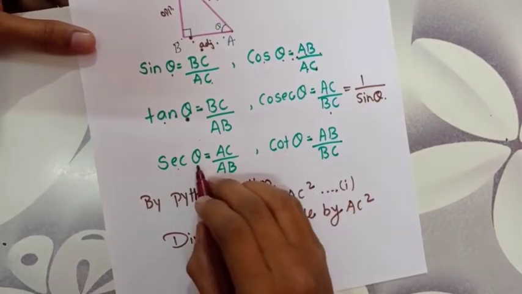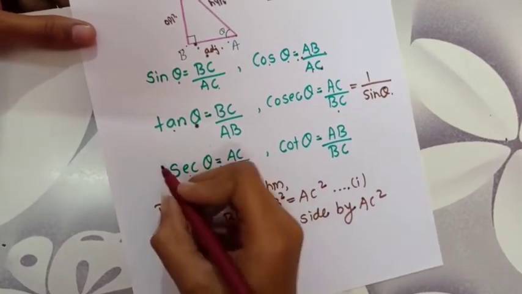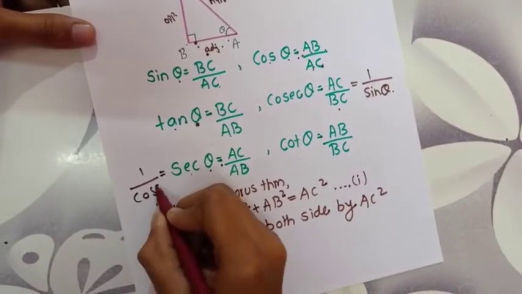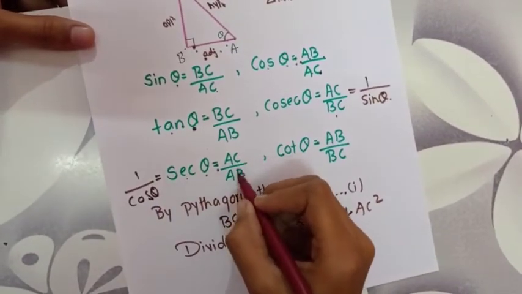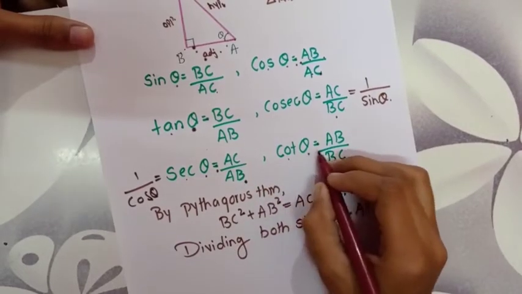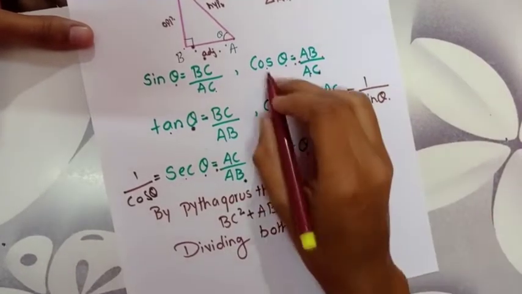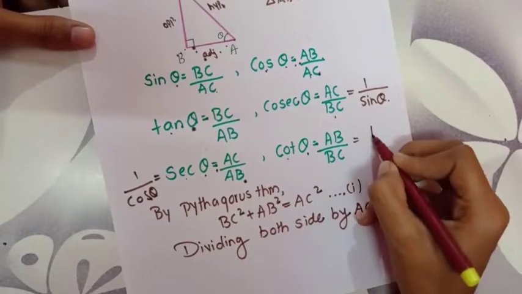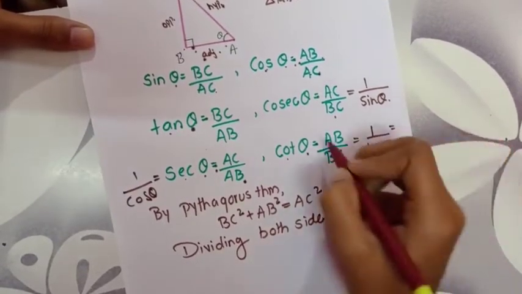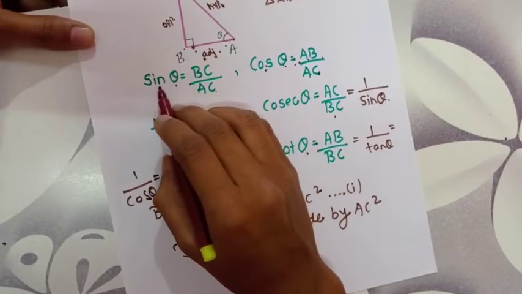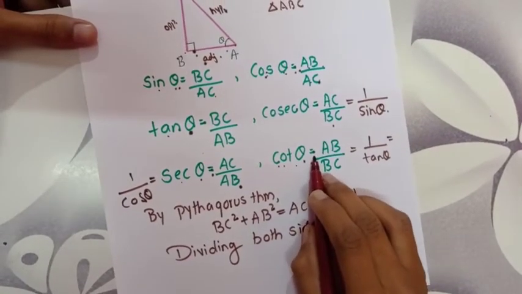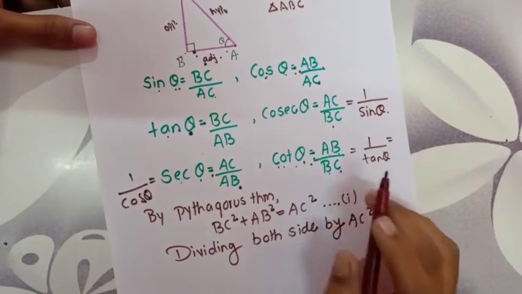Now sec theta is equal to 1 by cos theta, which is hypotenuse by adjacent side. Cot theta is the reciprocal, equal to 1 by tan theta, which can also be related as cos theta divided by sin theta, and is equal to AB by BC.